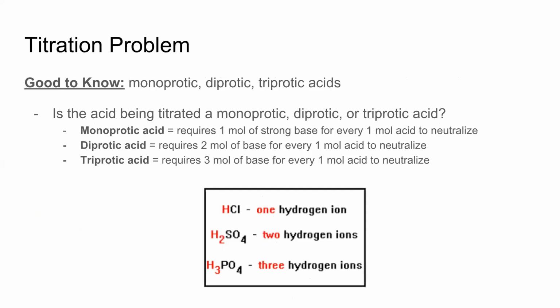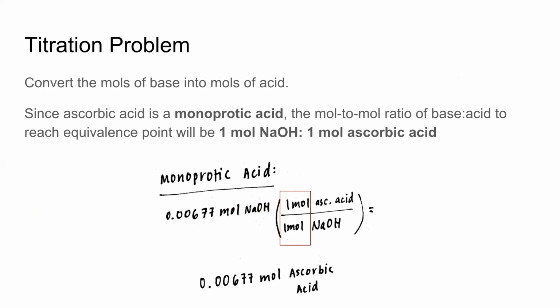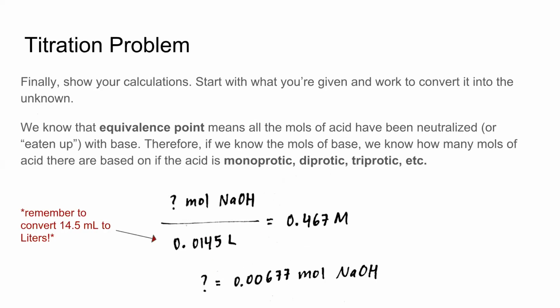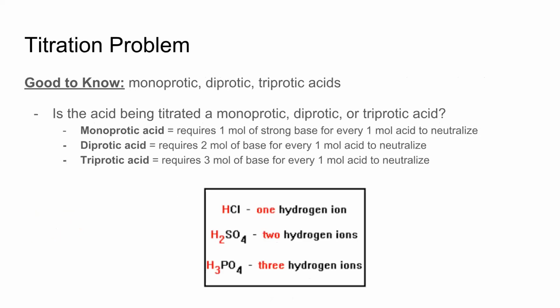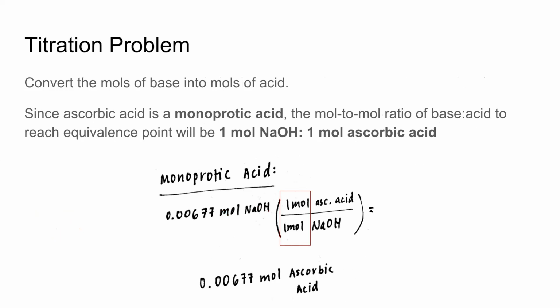So a monoprotic acid means that only 1 mole of strong base for every 1 mole of acid is required to neutralize it. And that's what we have here. Because we're given the volume of NaOH and the molarity of NaOH, we can plug these into our molarity equation to calculate the moles of NaOH. And if we know the moles of NaOH and we know the type of acid it is, we can convert it into moles of acid.